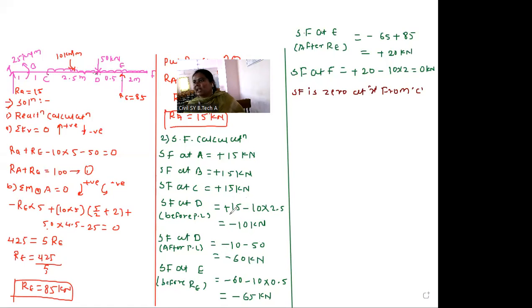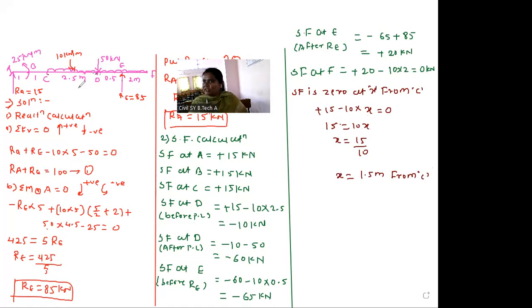So the equation here is plus 15 minus 10 into, instead of this 2.5 meter we will consider x, which is equal to 0. So 15 which is equal to 10x. So x which is equal to 15 divided by 10. So x which is equal to how much? 1.5 meter. But from which point? From C point. Suppose I have to find out from this D point. So how I will calculate x which is equal to how much from D? Okay, I have to find out from D.